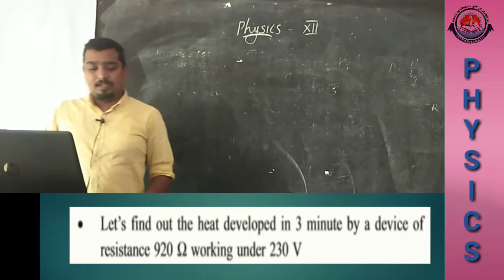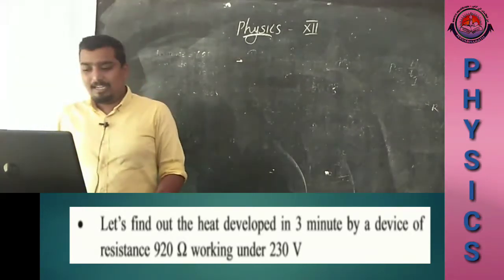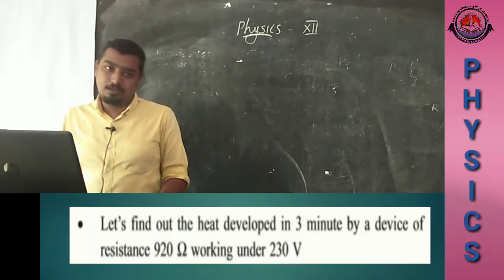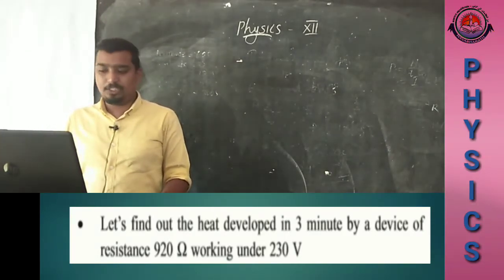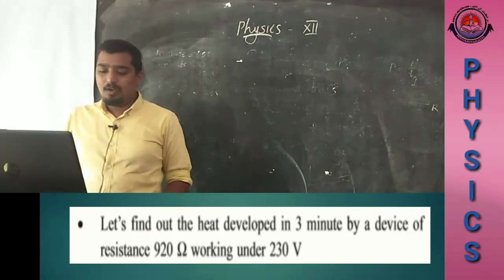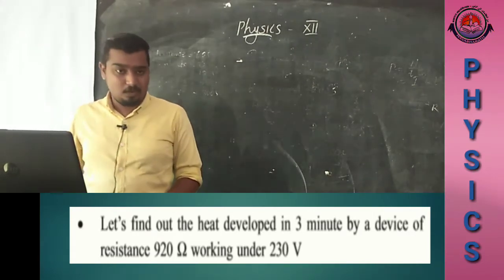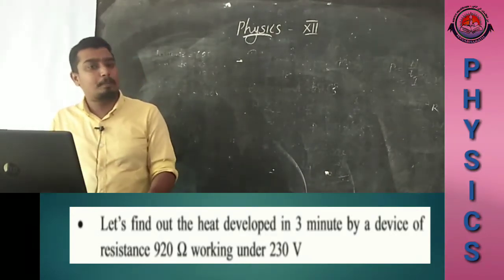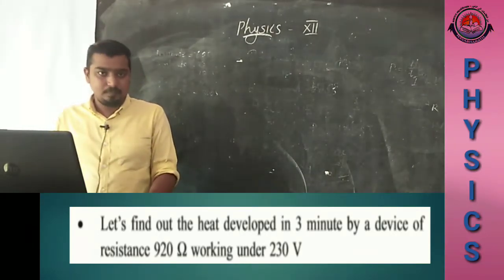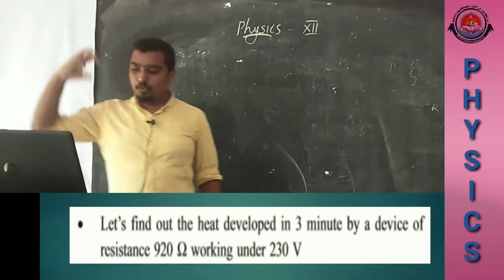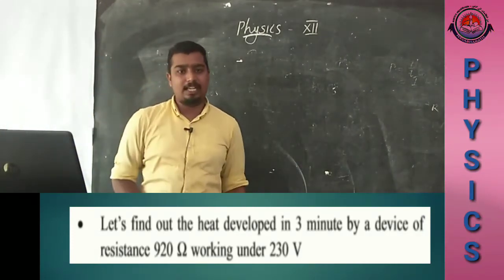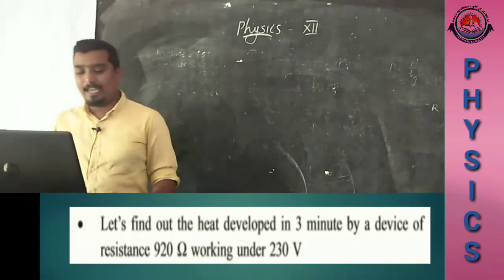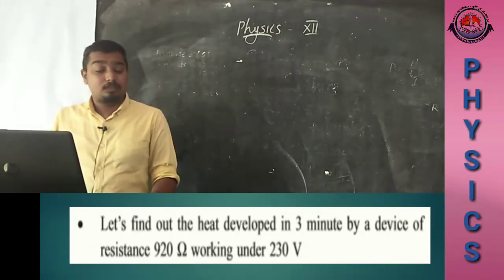Here a device of resistance 920 ohm. In this question, given a device of resistance 920 ohm and it is working under 230 volt power supply. That is, here 230 volt is applied to this device of resistance 920 ohm for 3 minutes.